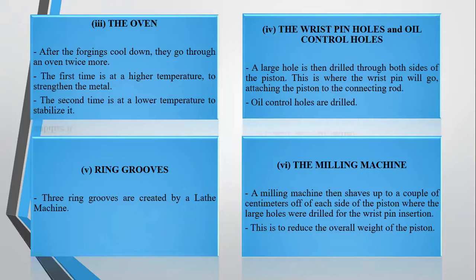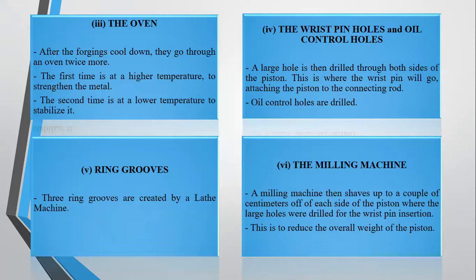Third one is the oven. After the forging cools down, the pistons go through an oven twice more. The first time is at a higher temperature to strengthen the metal. The second time is at a lower temperature to stabilize it.